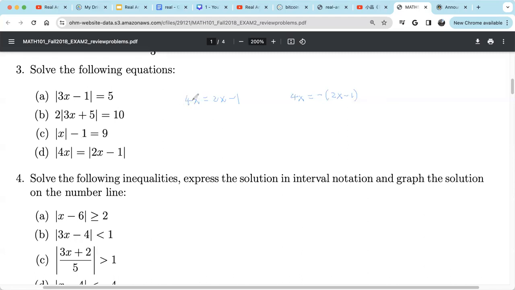So the first one is both positive or both negative. The second one is positive, the other one is negative. Or one is positive, the other one is negative.